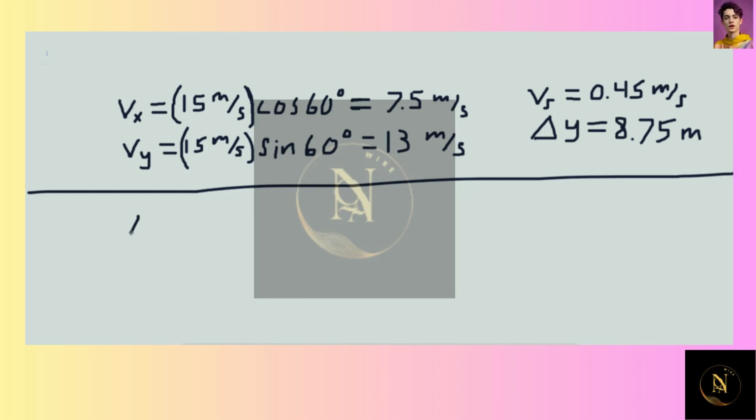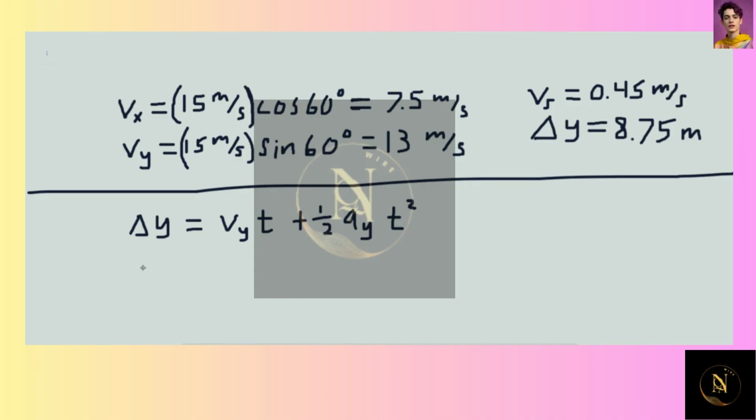So delta y here, since the ship is 8.75 meters above the ground, we know that it is equal to v of y multiplied by the time, plus 1/2 the acceleration in the y direction, which is just going to be negative the acceleration due to gravity, times time squared.